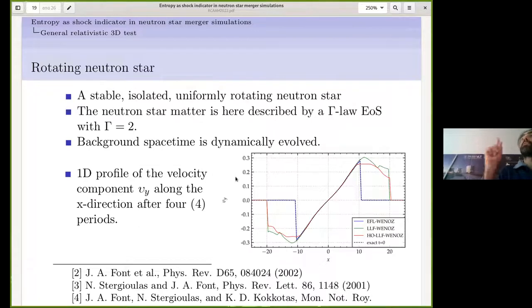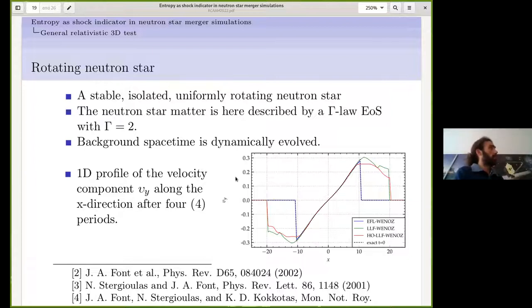Now I'm going to talk briefly about the other experiment, with the isolated neutron star. Now we have a stationary configuration, a rotating neutron star. So we have a stable, isolated, and uniformly rotating neutron star. We have the same equation of state, and the background is also dynamically evolved.